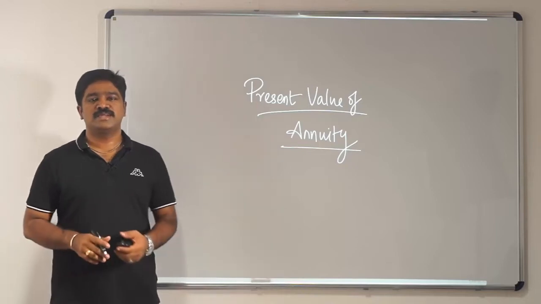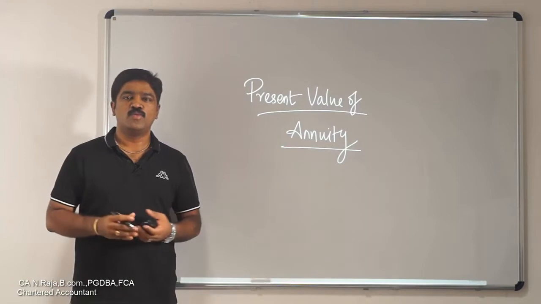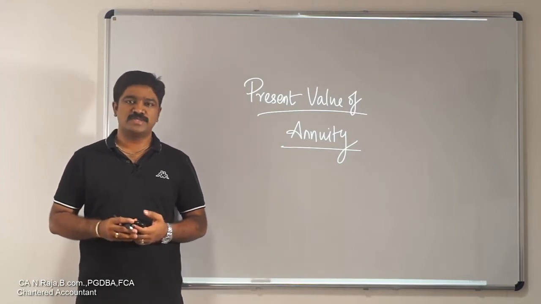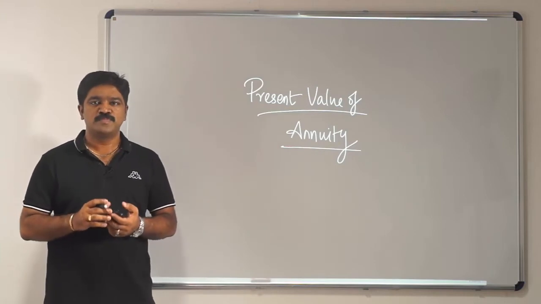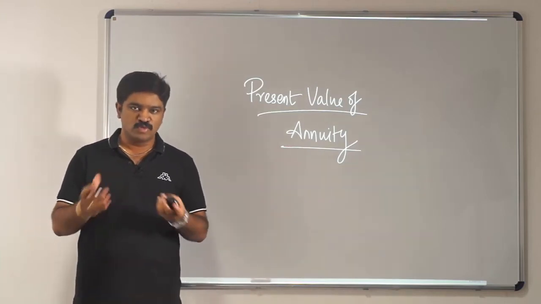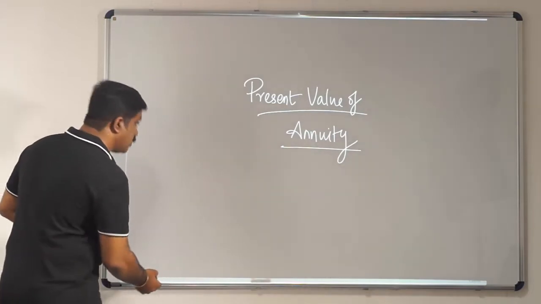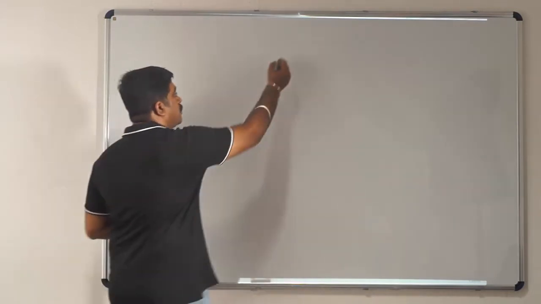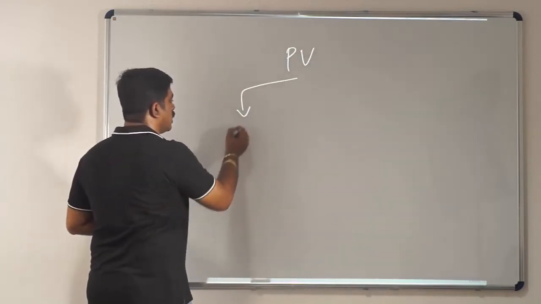In this session, let us understand how to find out the present value of annuity. We know what is present value, we have seen the concepts behind that, but like your future value, in present value also you have two different approaches which I have not explained earlier. Let me introduce that. Your present value would depend upon your nature of cash flows.